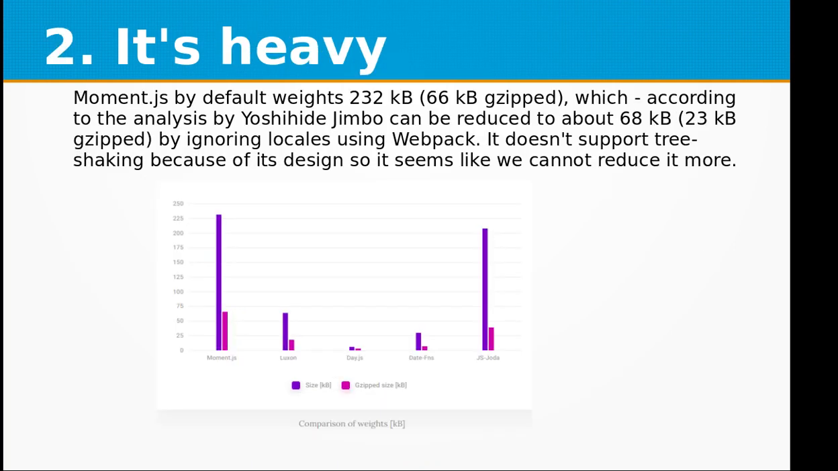The second point is it's heavy. Moment.js by default weighs 232 KB, which, according to the analysis by Ushide Jimbo, can be reduced to about 68 KB, 23 KB gzipped, by ignoring locales using Webpack. It doesn't support tree shaking because of its design, so it seems like we cannot reduce it more. Here is the comparison between Moment.js and other alternatives, that is Luxon, Day.js, date-fns and JS-Joda.